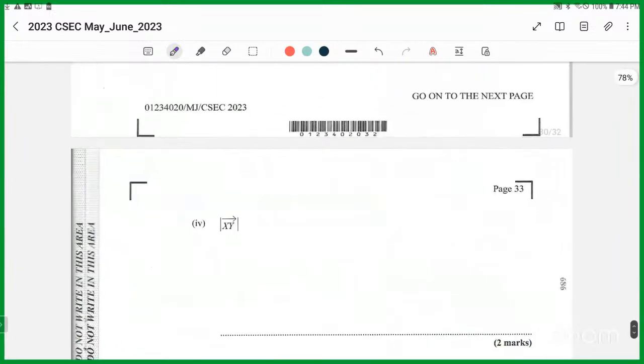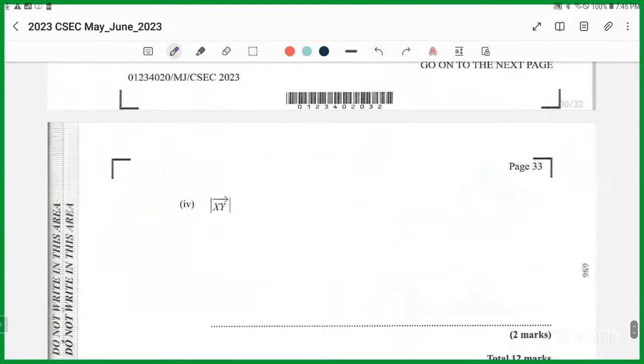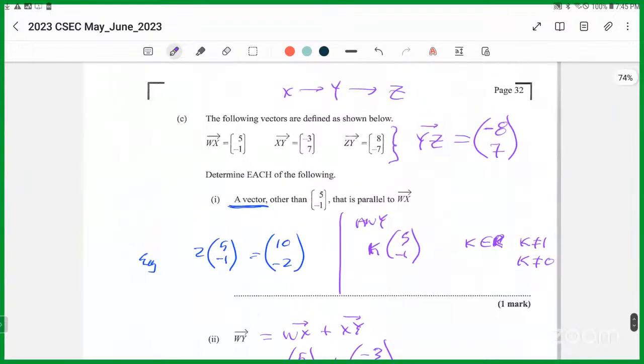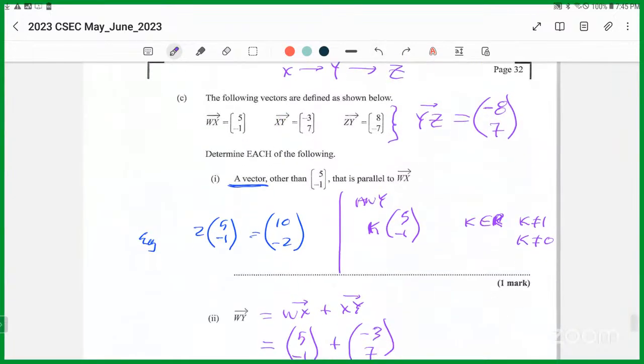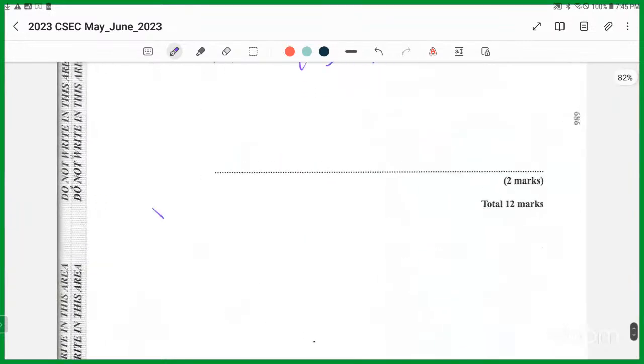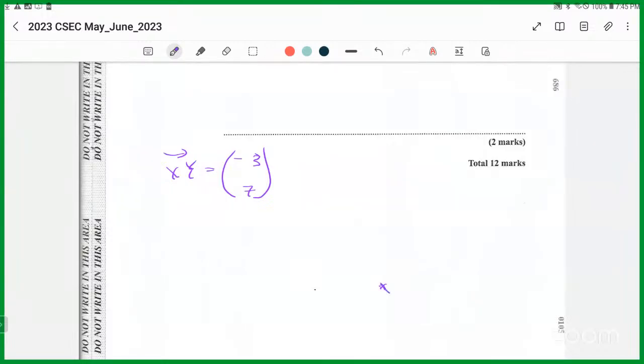Anything else? Yes. We want the modulus of XY. The modulus of XY is the length of XY, the length of the vector. It becomes equal to the square root of the squares of the components, like Pythagoras' theorem. What is XY again? XY is this, -3, 7. So it's equal to the square root of 3 squared plus 7 squared. Let me explain. The vector XY is -3, 7. It means that to go from X to Y, you go 3 to the left and 7 up.